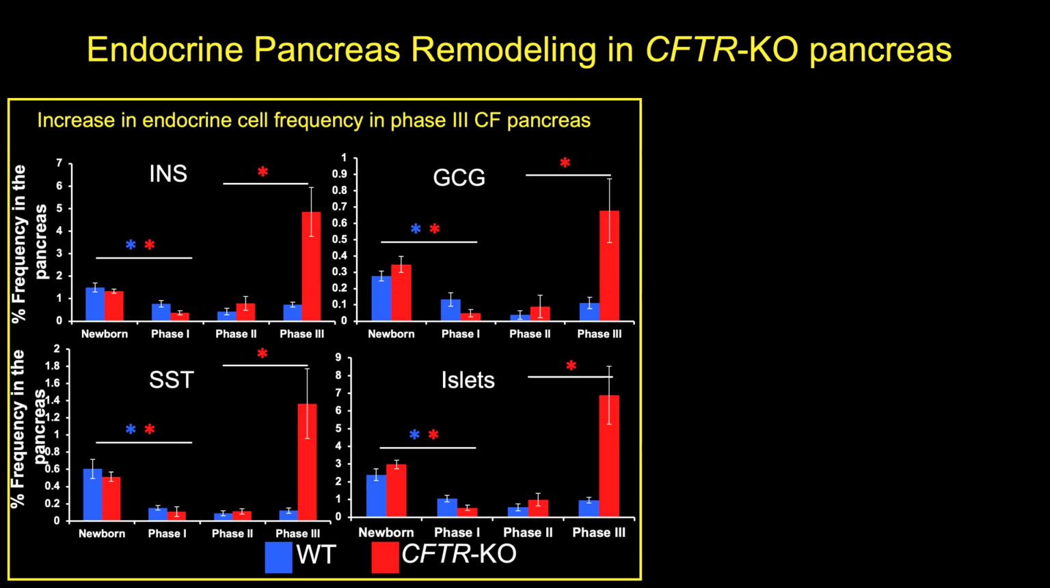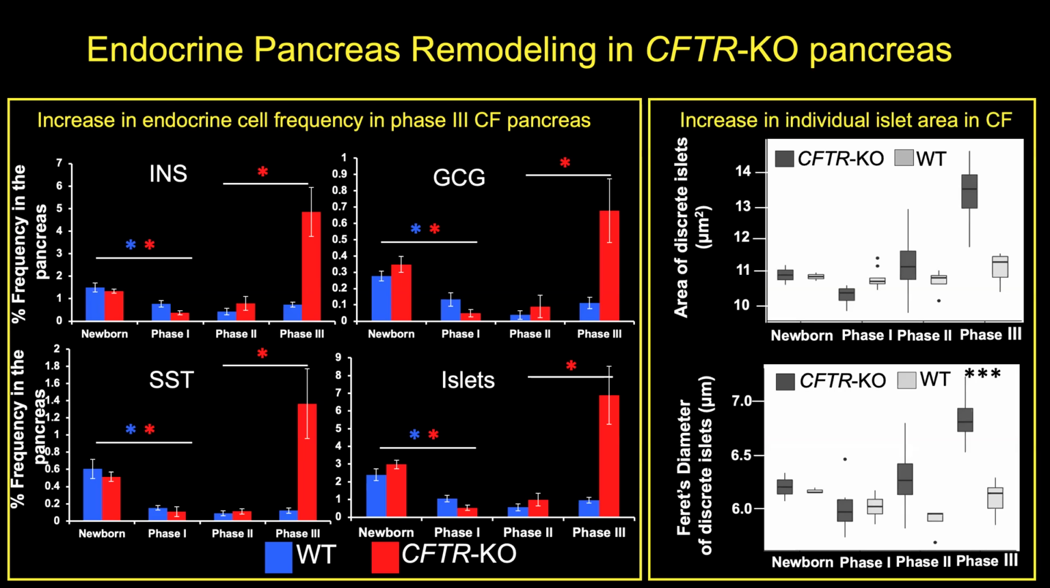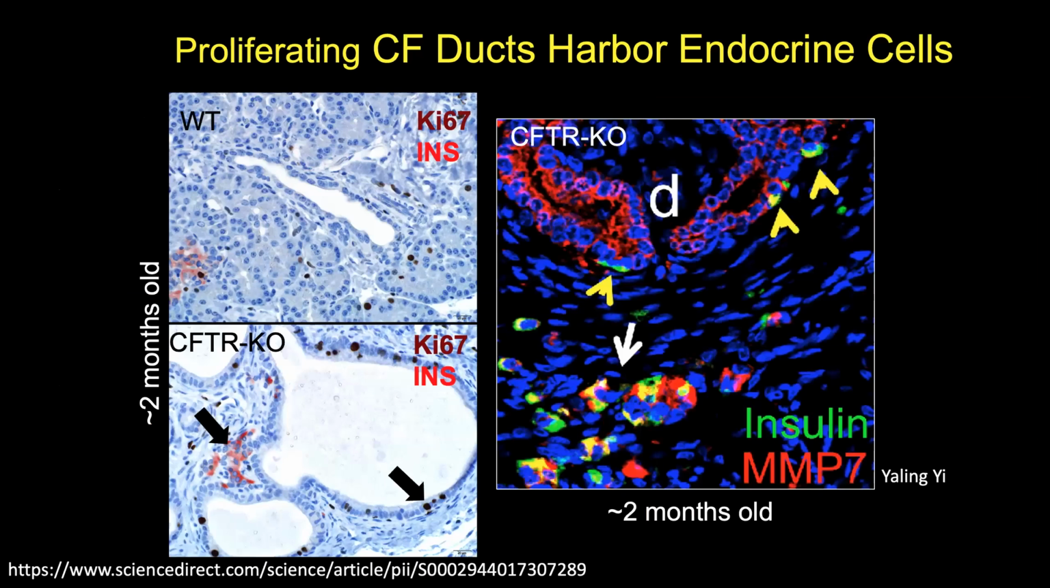Additionally, the diameter of the islets increased significantly in CFTR knockout ferrets compared to the age-matched wild types when normalized to the entire pancreas. The ducts in the CFTR knockout pancreas were found associated with endocrine cells in the period of severe inflammatory insult, which is at around 2 months of age, or during phase 2. And the ductal lumen during this stage also contained a significantly higher number of Ki67 expressing cells, or proliferating duct epithelial cells.